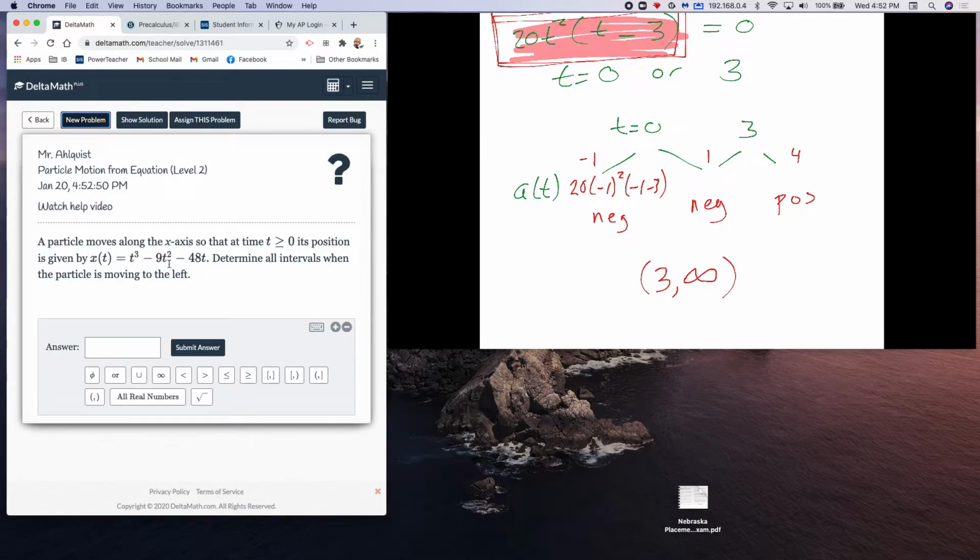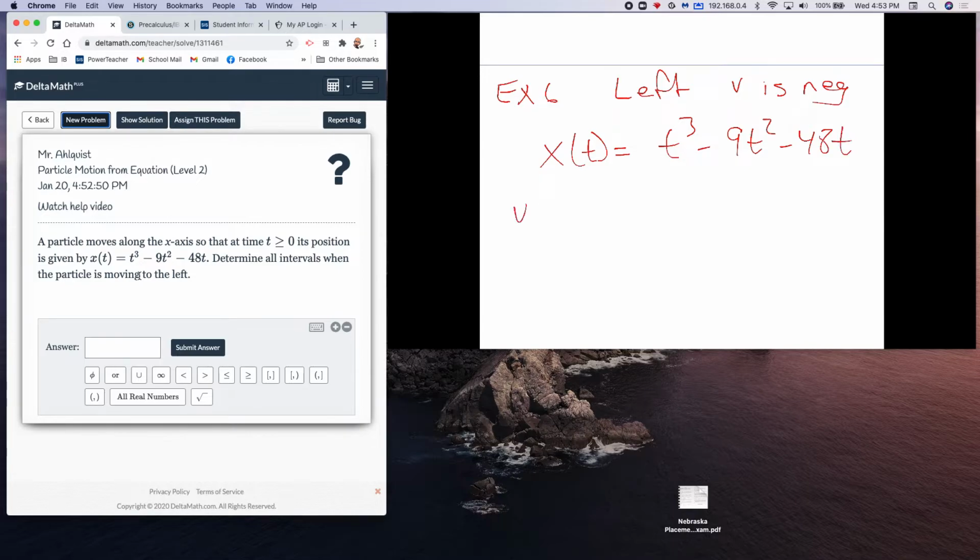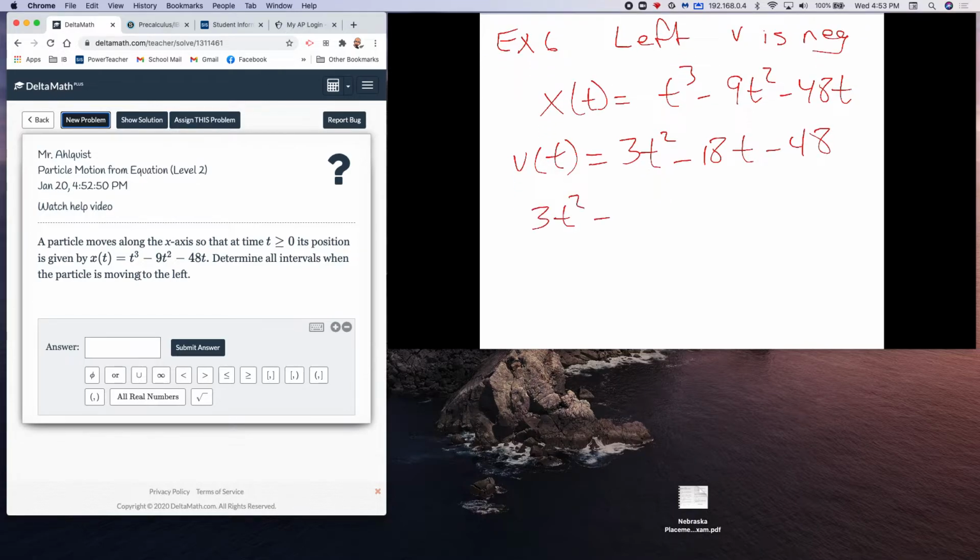So if we're doing the same kind of thing, determining the intervals when the particle is moving to the left, we would just try to figure out when the particle is moving left, then velocity is negative. So if this is the position, we have to take the derivative. That's 3t squared minus 18t minus 48, and we have to solve this. We set this equal to 0: 3t squared minus 18t minus 48 equals 0.